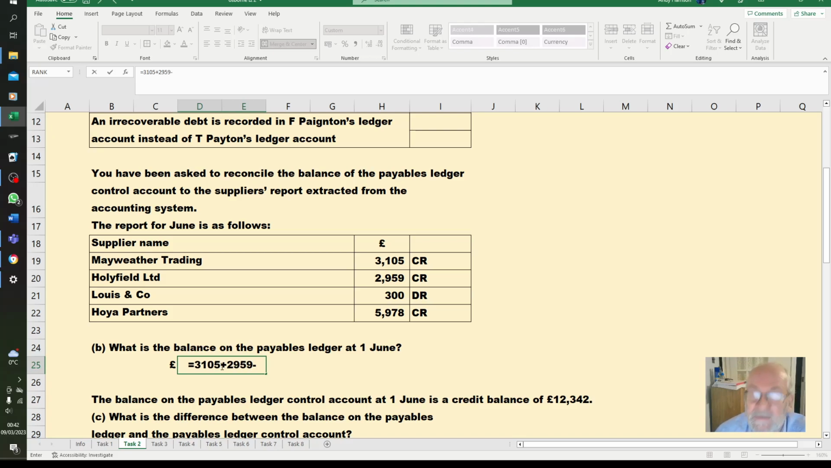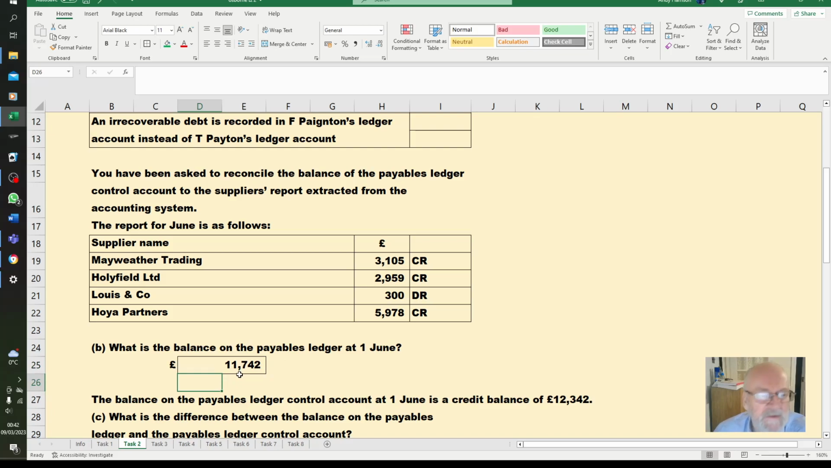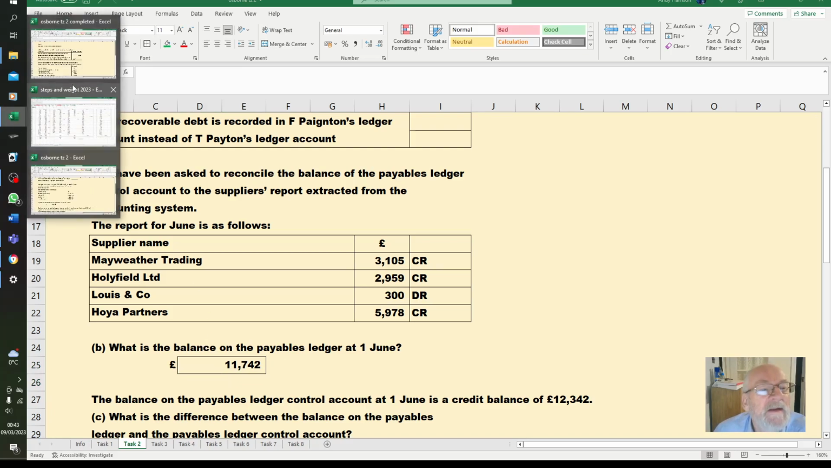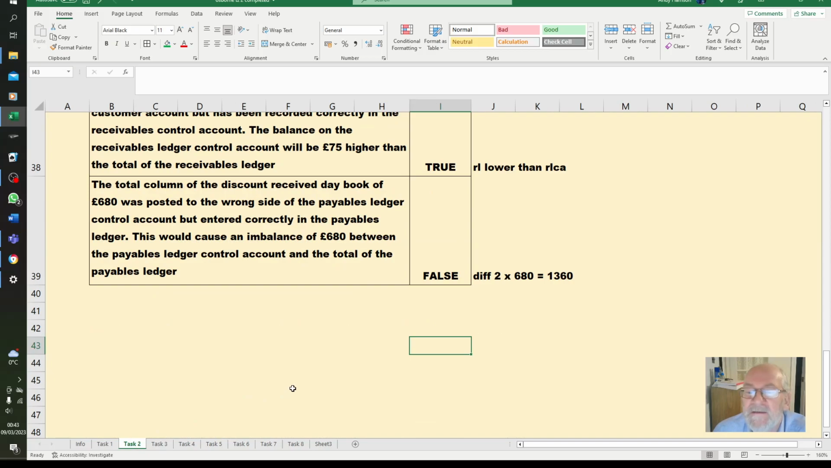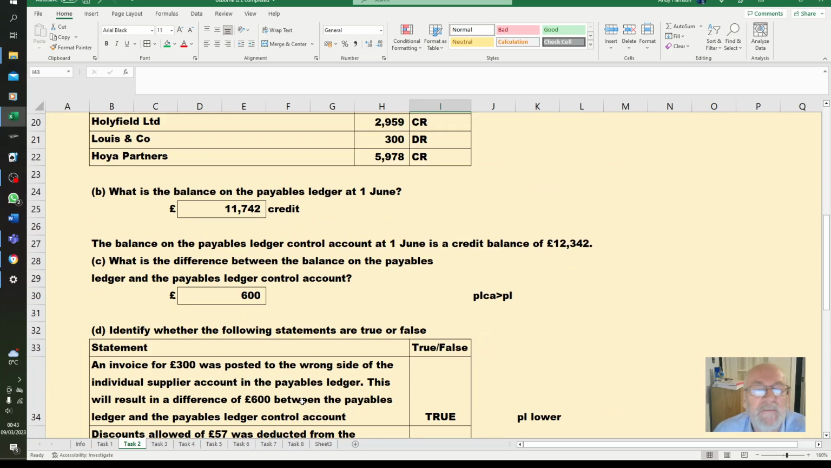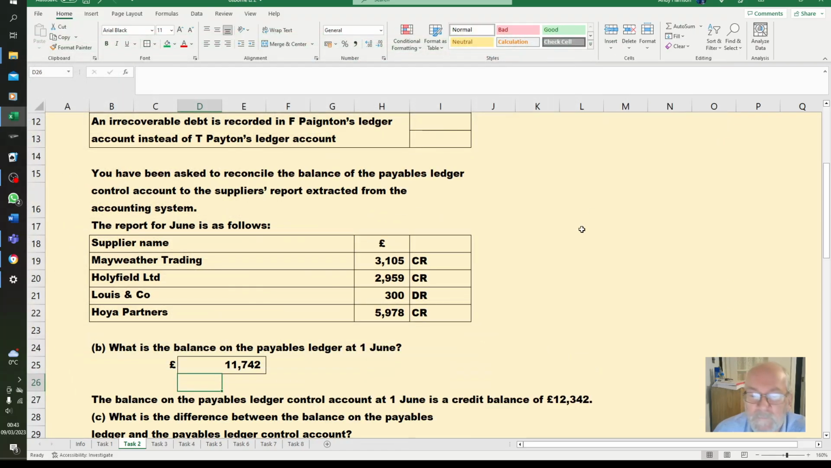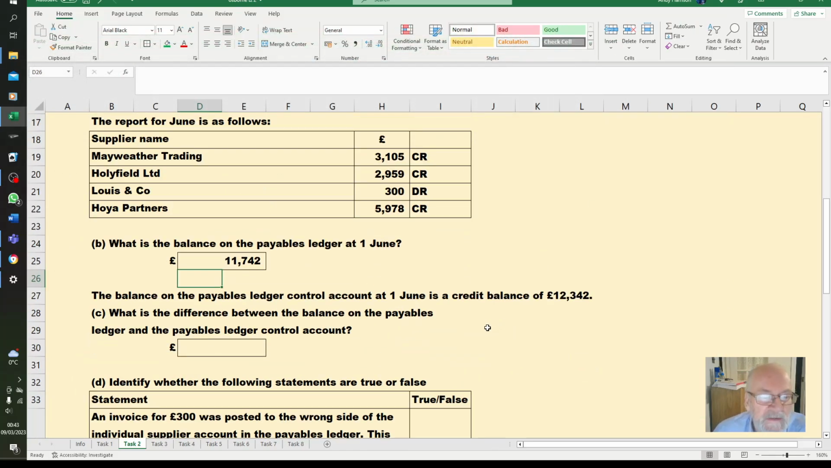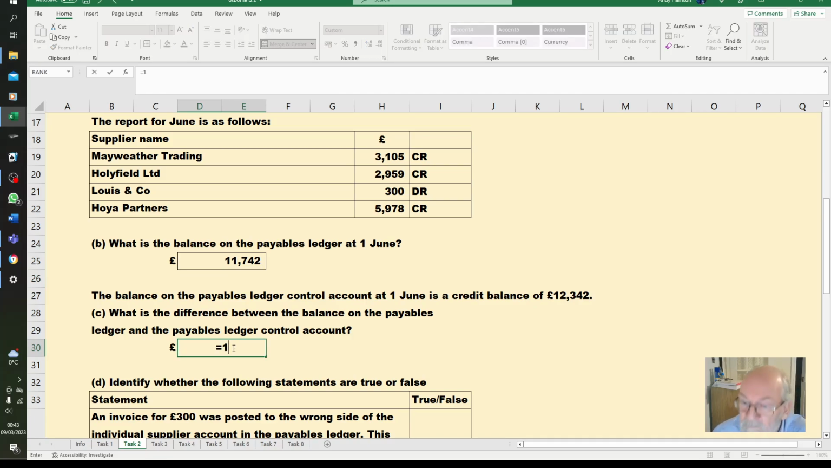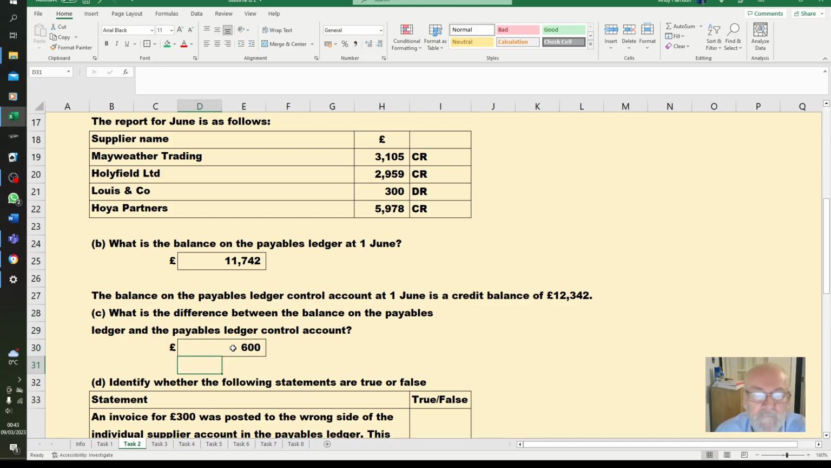But minus the 300. We are 1172. I'm just going to quickly call up the answers. Did get that one right, didn't I? 1172. Yep. And the difference is payables ledger is a credit balance. So on the payables control account it says 12,342. What's the difference? $600.